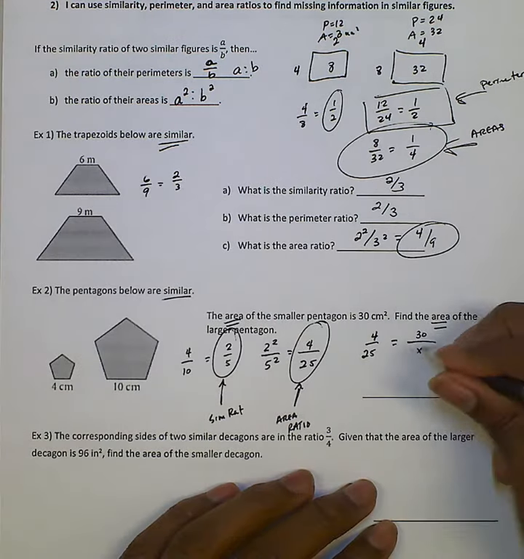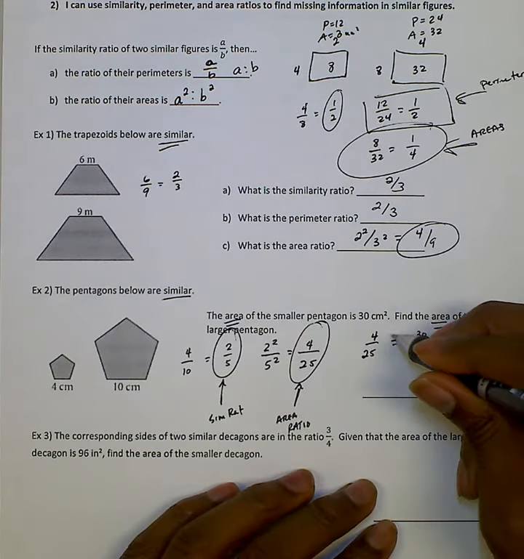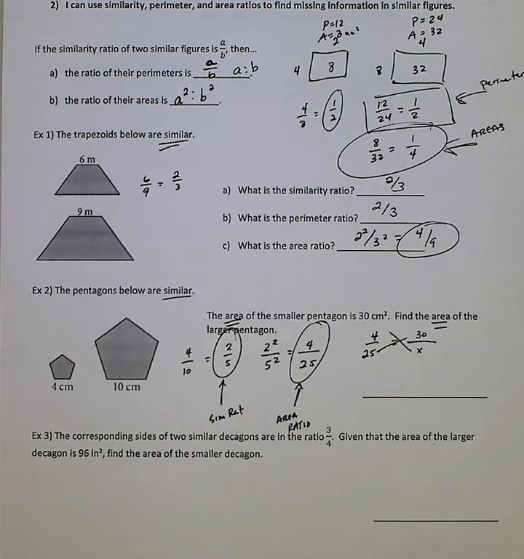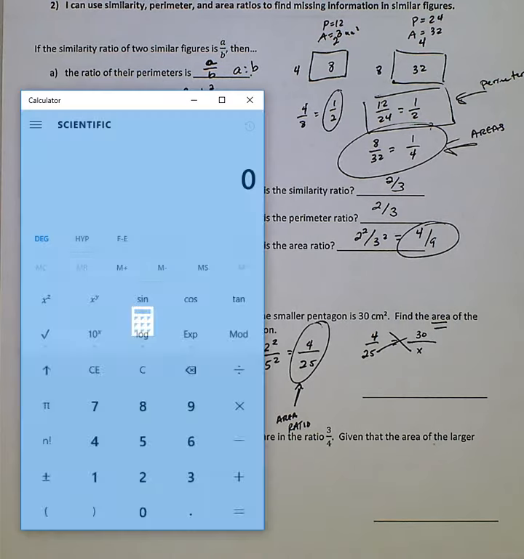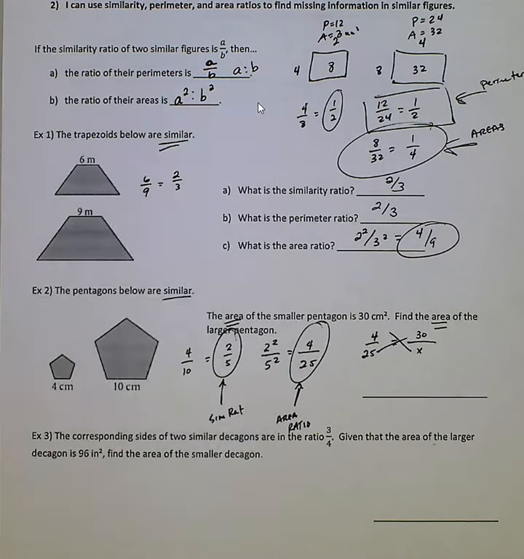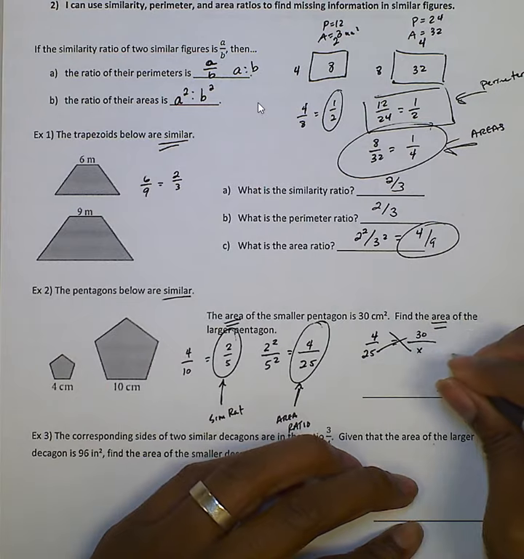And so now I'm going to set up a proportion here. X will be the area of the bigger pentagon. 600, 750 maybe, I don't know what 30 times 25 is. 750. Okay. So 750 equals 4x.